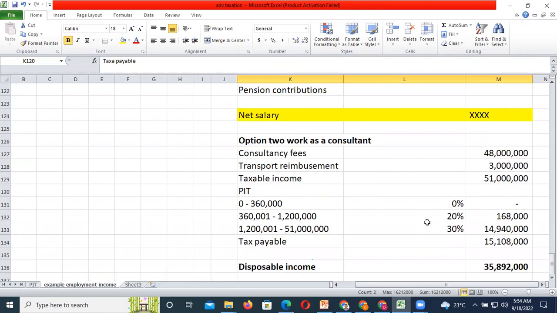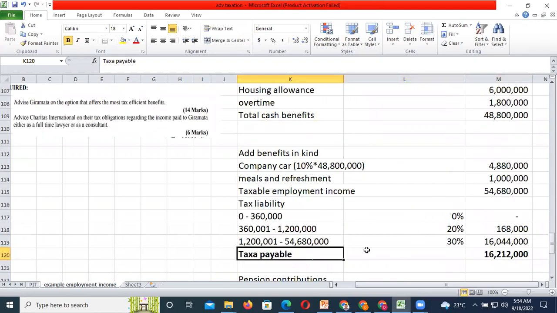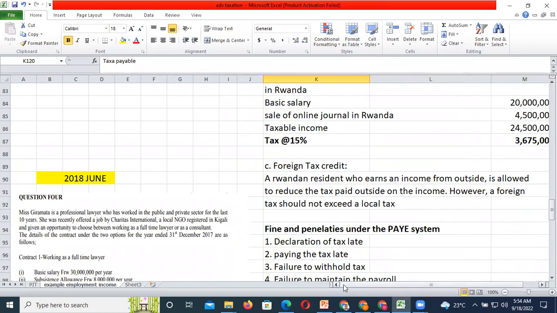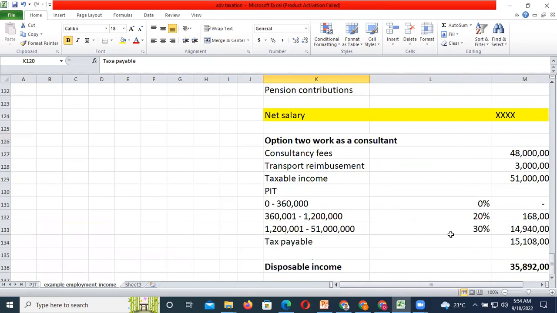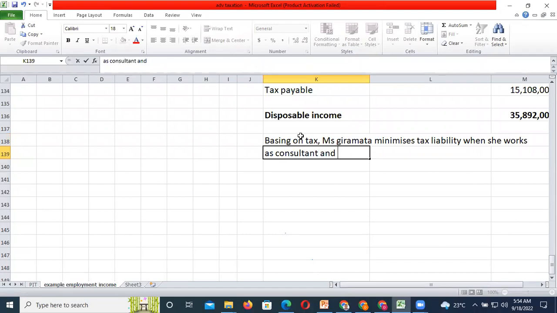So when we are making a decision, we compare tax and we compare the disposable income. Basing on the tax, this one is called Miss Giramata. Basing on tax, Miss Giramata saves or minimizes tax liability when she works as a consultant, and will save a tax of how much?